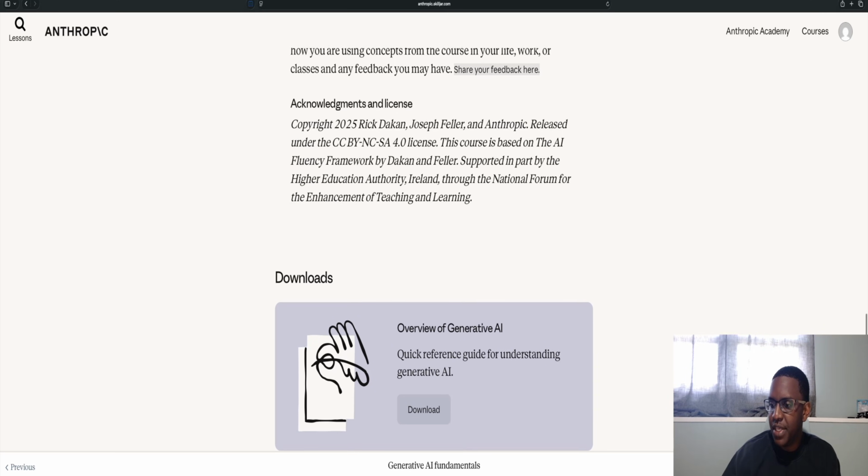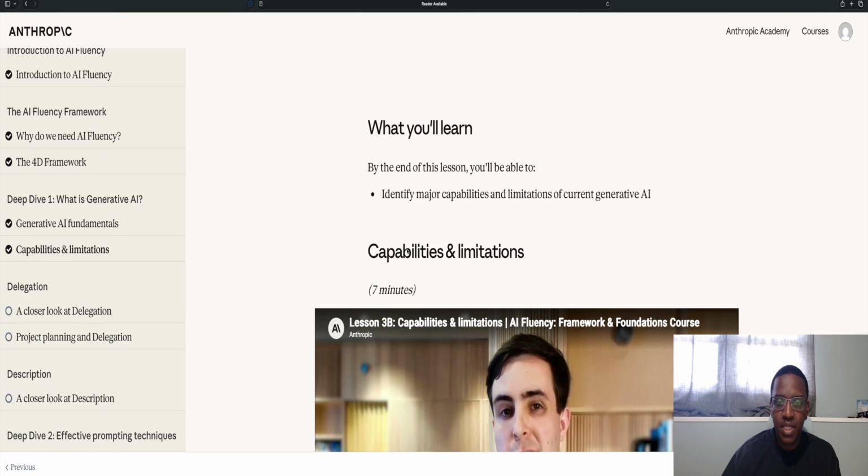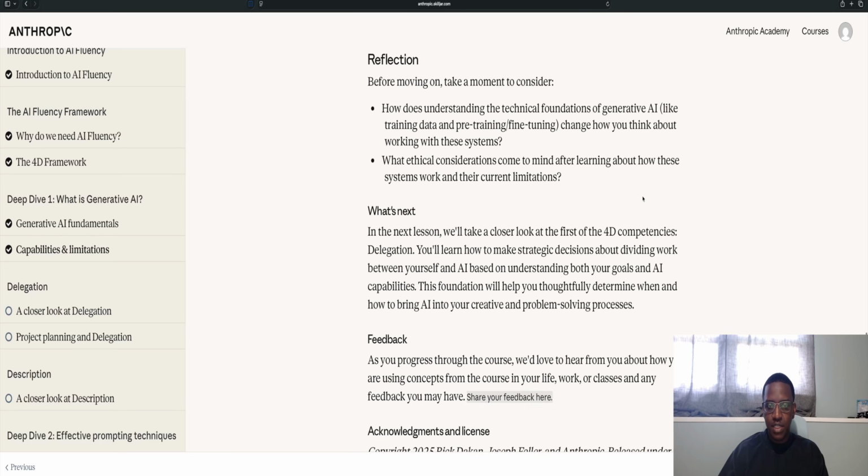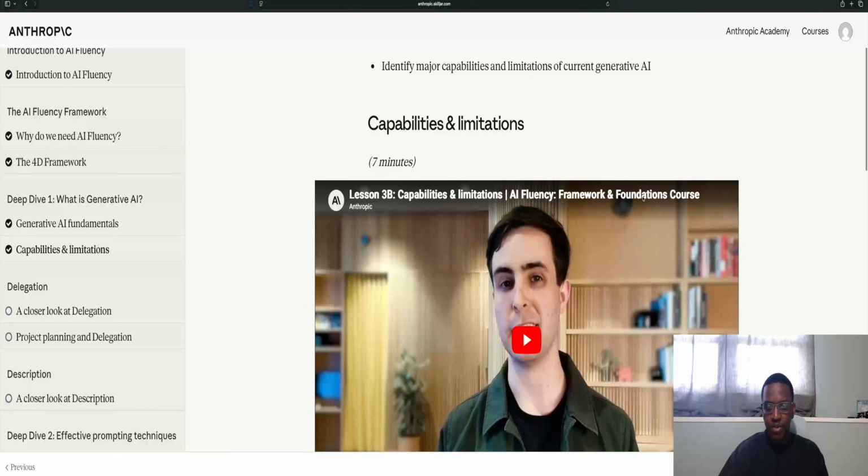So let's just take a peek at what the next course is gonna be. They already told us, but it's gonna be capabilities and limitations. By the end of this lesson, you'll be able to identify major capabilities and limitations of current generative AI. So it looks like it's going to be a decent sized course, not too long, pretty short.